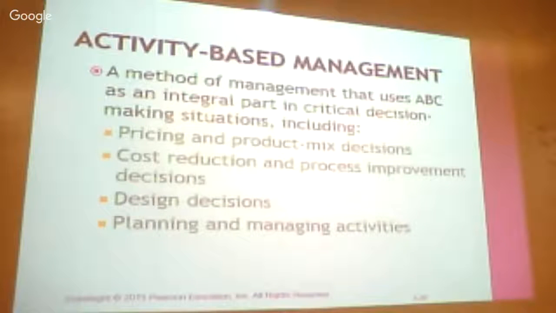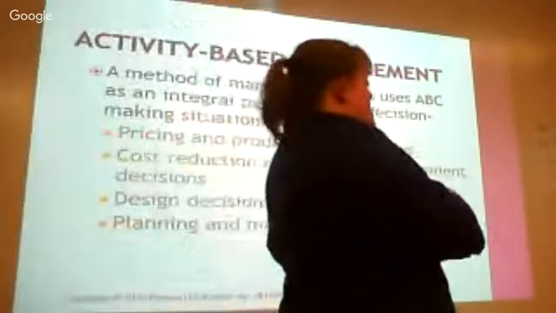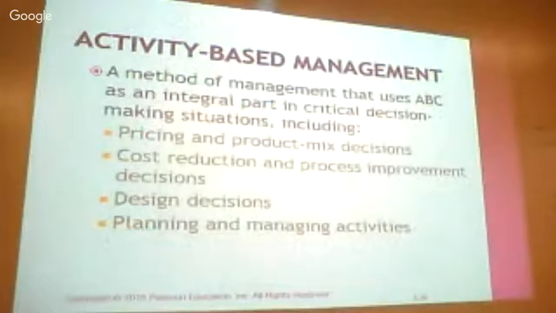A method of management that uses ABC as an integral part of critical decision making includes pricing and product mix decisions, cost reduction and process improvement decisions, design decisions, and planning and managing activities. So when I'm using ABC, the management here is going to use this to determine, one, pricing and product mix.